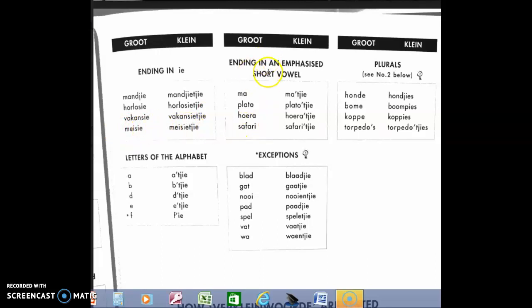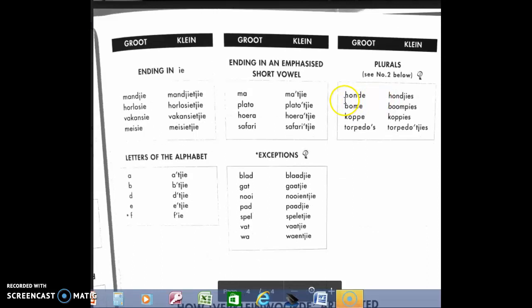Ending in an emphasis short vowel, you will add the apostrophe kie. Alright? Ma, ma'kie. Plato, plato'kie. Hoera, hoera'kie. Safari, safari'kie.